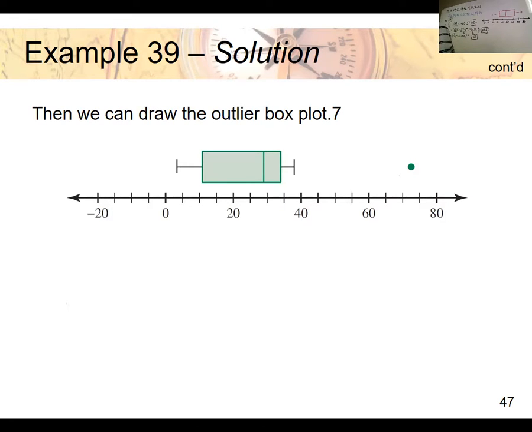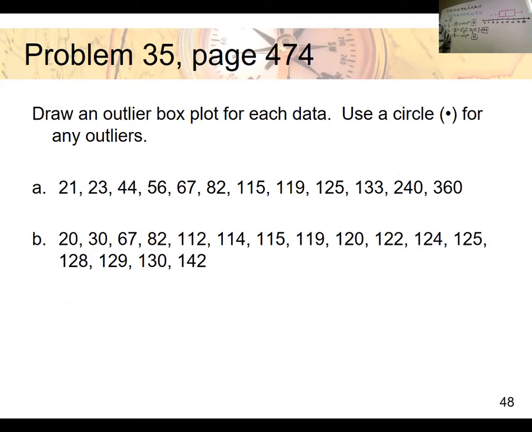Now let's look at problem number 35 on page 474, parts A and B. In this case, we're going to draw an outlier box plot for each data set. Now here they're asking to use a circle for any outliers.